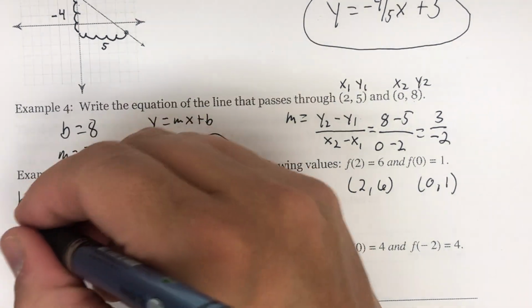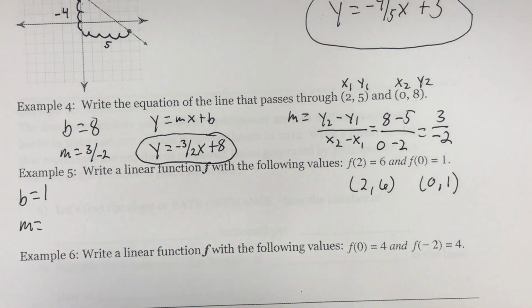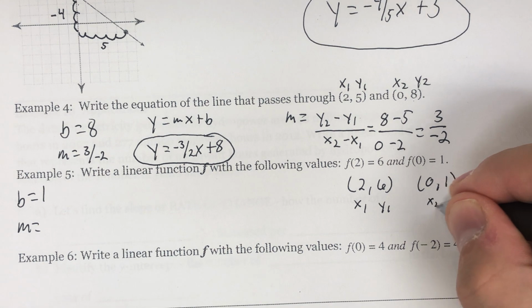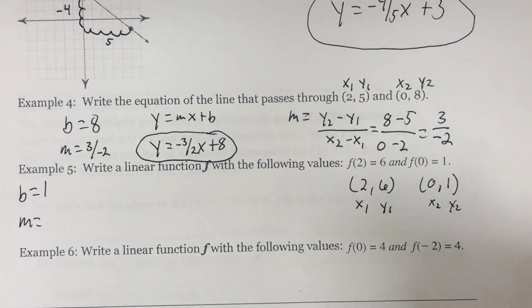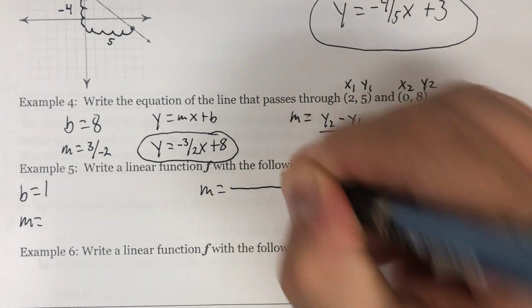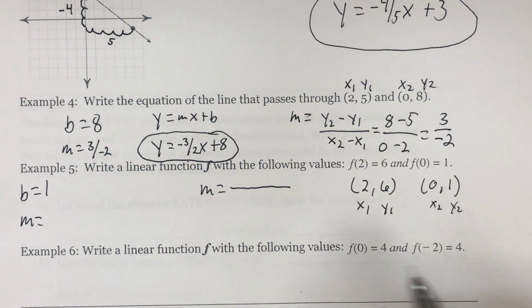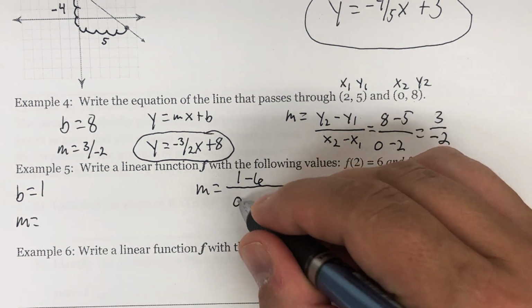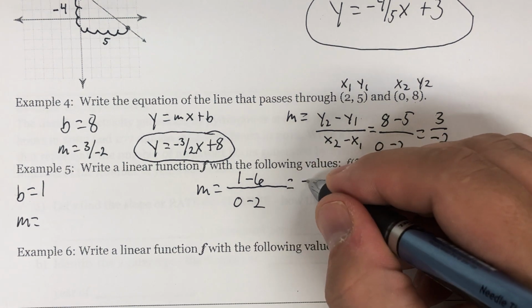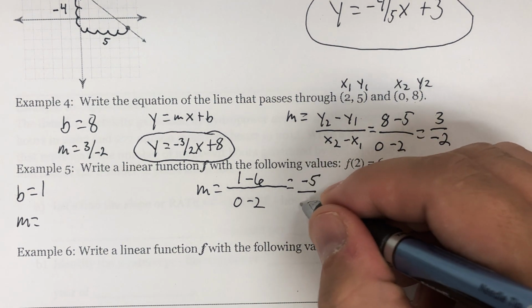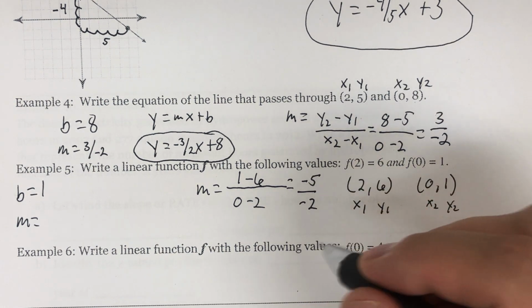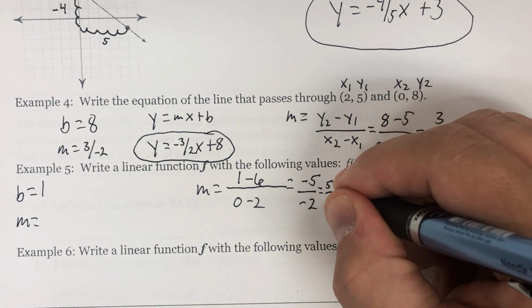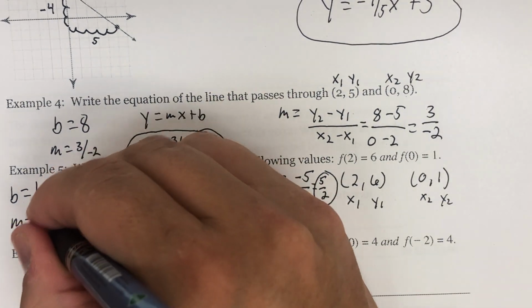All right, now we need to find m. Calculate the slope. M equals y2 minus y1, so x1, y1, x2, y2. All right, plugging them in. M equals, I'm not rewriting the equation this time. It's right here, y2 minus y1. So 1 minus 6 over 0 minus 2 equals negative 5 over negative 2. Negative divided by a negative changes to a positive, so our slope is positive 5 over 2. So m is 5 over 2.